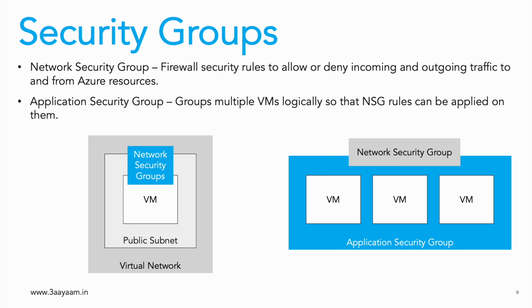I do not want to create any application security group because we will not be using it, because this course is not for application development but data engineering. That's why I'll be creating a network security group and attach it to both the public subnet and the private subnet.